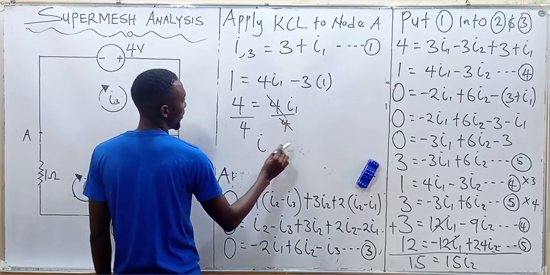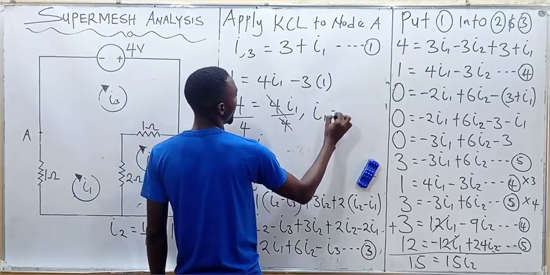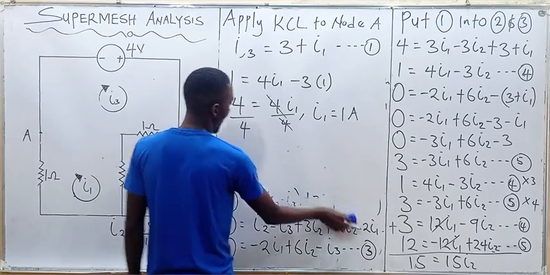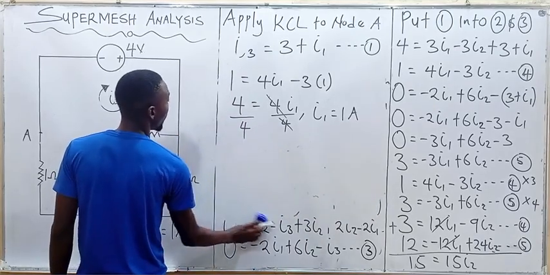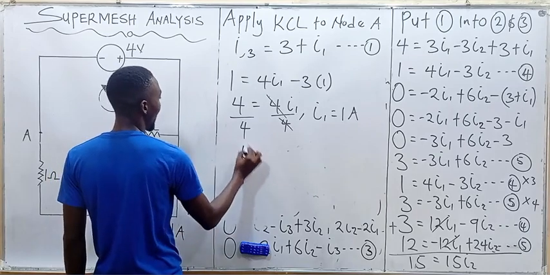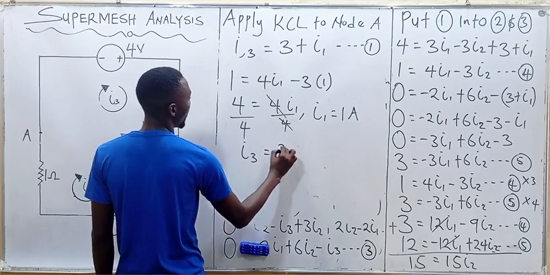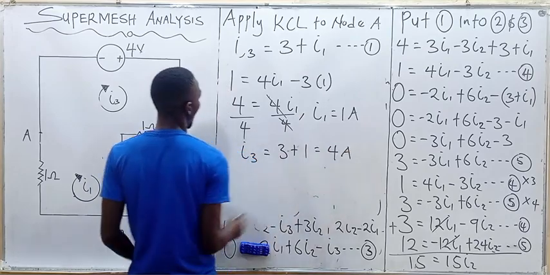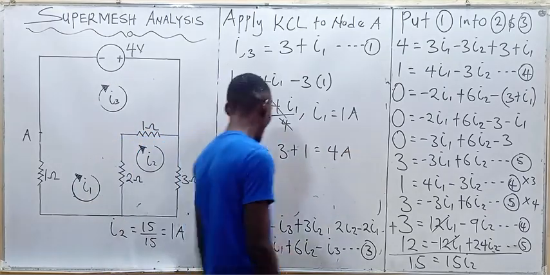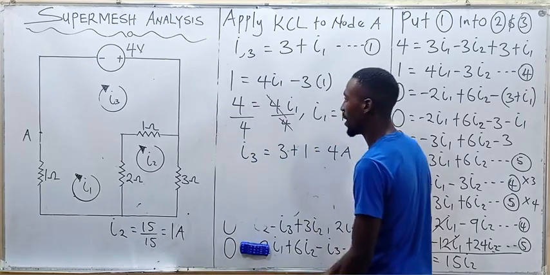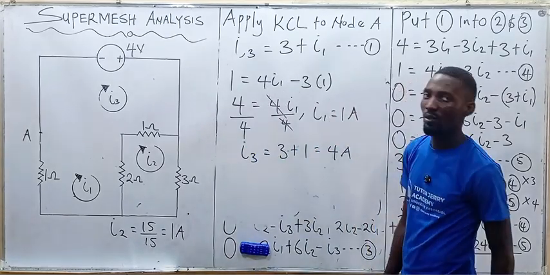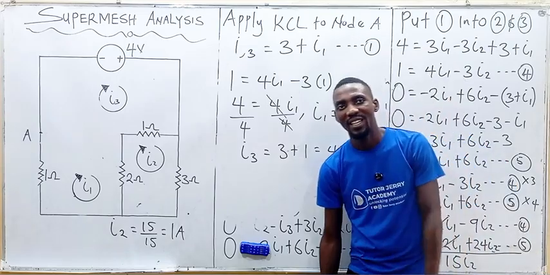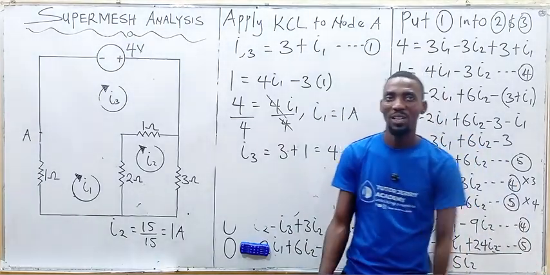I1 will be equal to 1 ampere. So we've gotten our I1 as well. So let's go for I3 now. I3 will be equal to 3 plus I1, which is 1. So this will be equal to 4 ampere. So I1 is 1 ampere, I2 is 1 ampere, and I3 is 4 ampere. So this is how to go about this question.